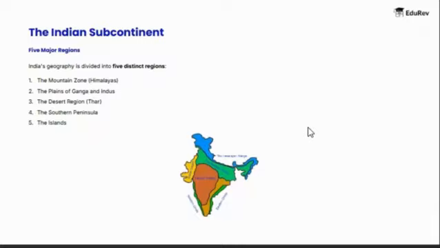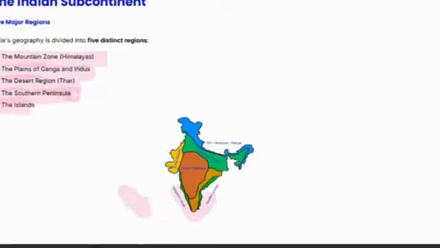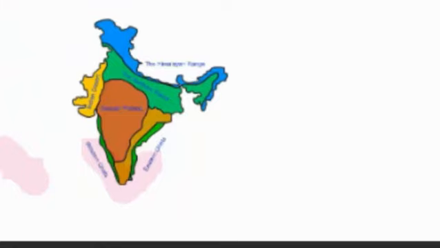Now, in the Indian subcontinent we have 5 major regions. The mountain zone, which is the Himalayas on the top or the north, the plains of Ganga and Indus in the middle, the Thar desert in the western part, the southern peninsula, and the islands, we have so many islands down here in the Indian Ocean.